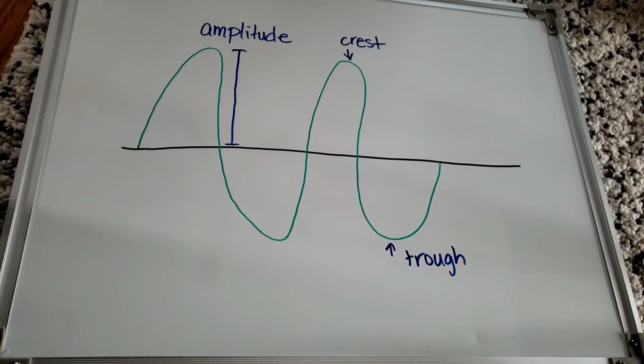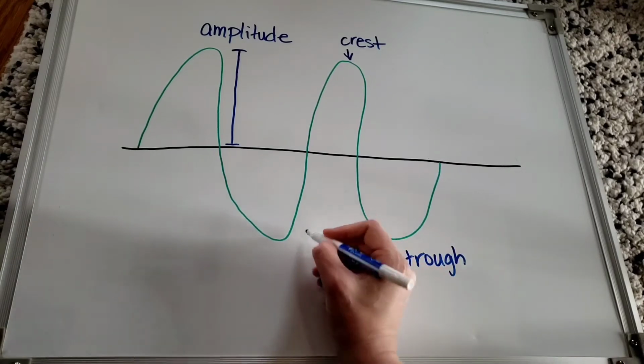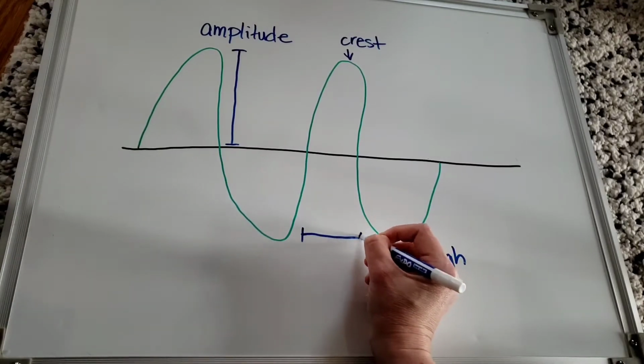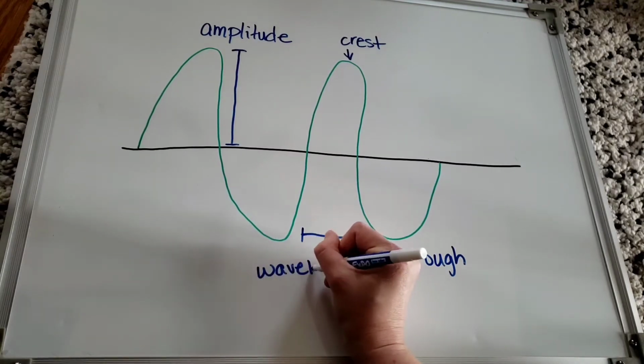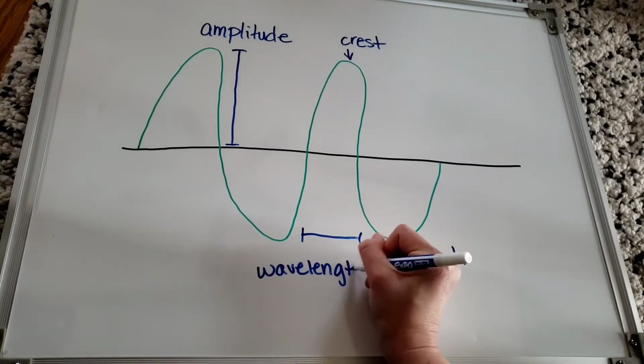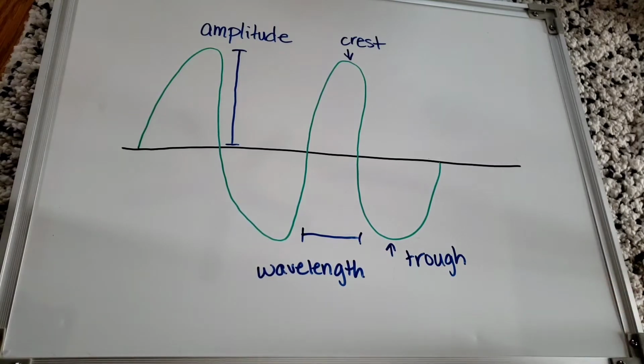Then we have the wavelength. The wavelength is the distance between waves. So that's called the wavelength. You're going to be learning a lot more about wavelength especially, and amplitude, and how those translate to different sounds later in our lesson.